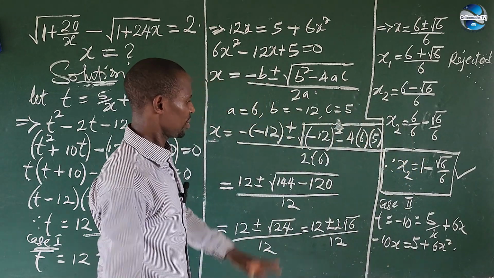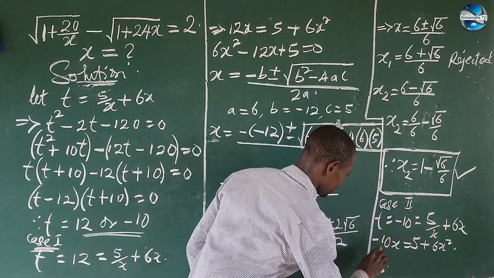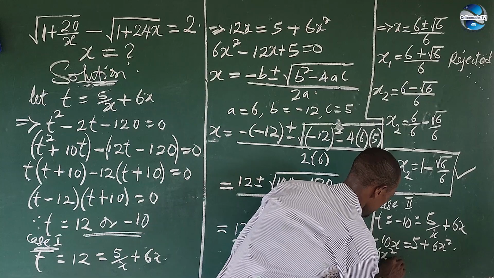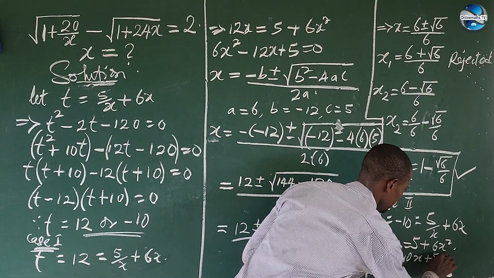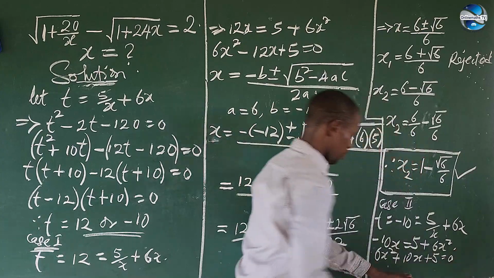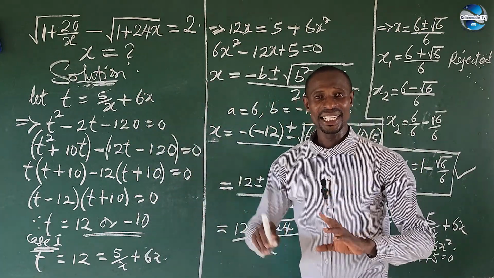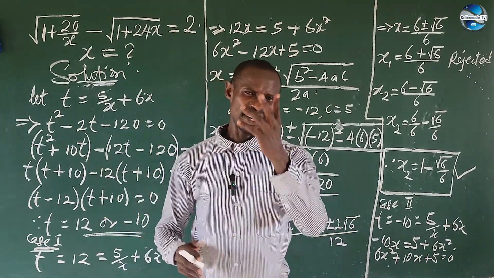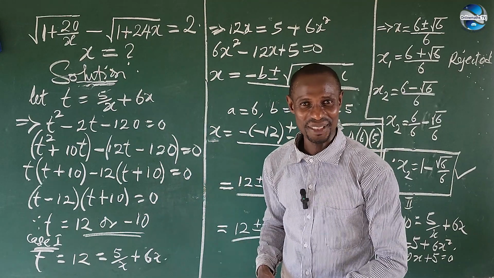So again, let's rearrange. If we rearrange this, we're going to have 6x squared plus 10x plus 5 equal to 0. Again, this is a quadratic equation, so let's continue on this side. I told you that this Singapore Math Olympiad question is a very crazy one. You can see I'm sweating furiously, but we'll get to the root of this.